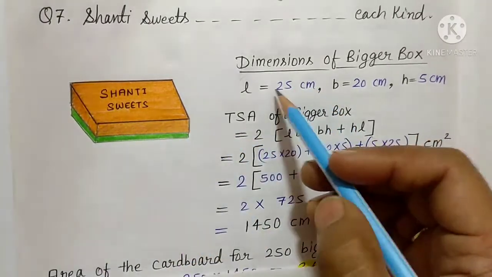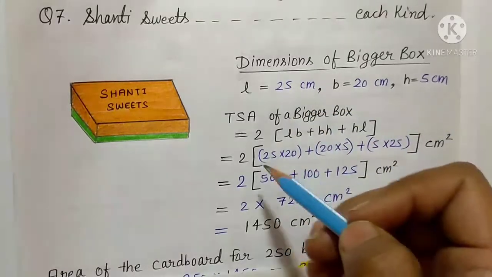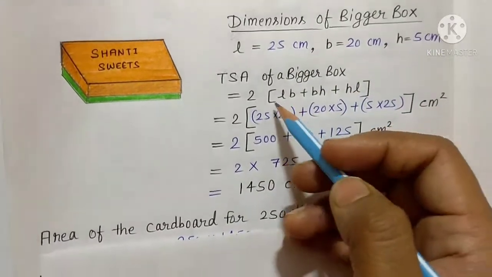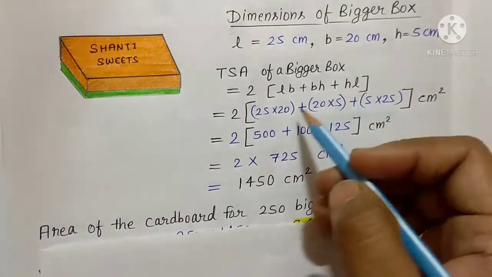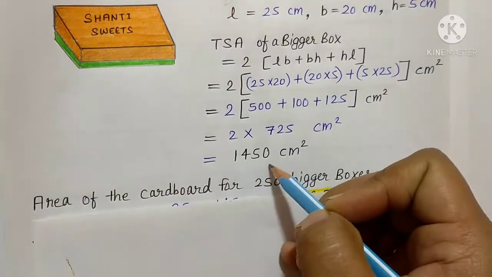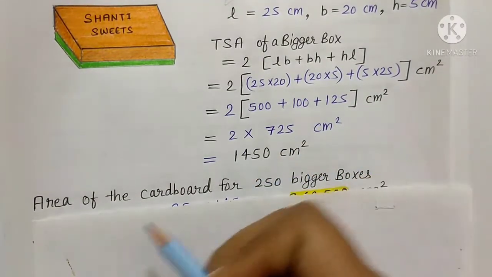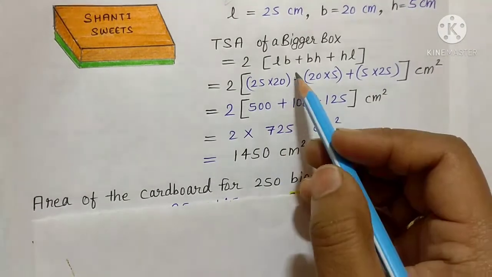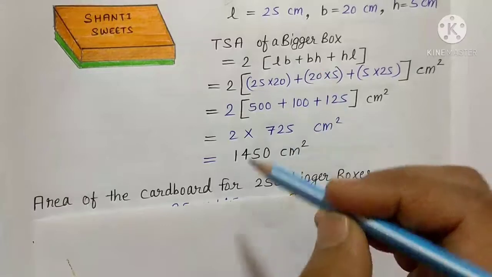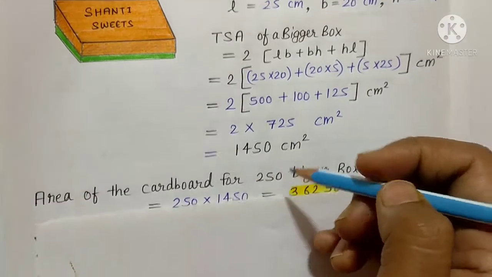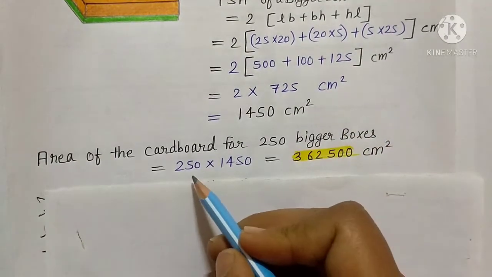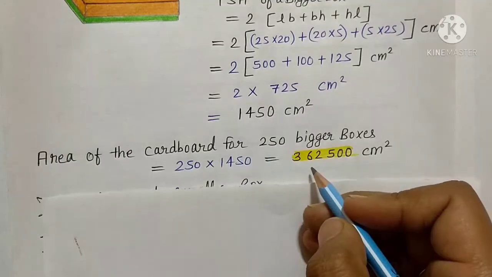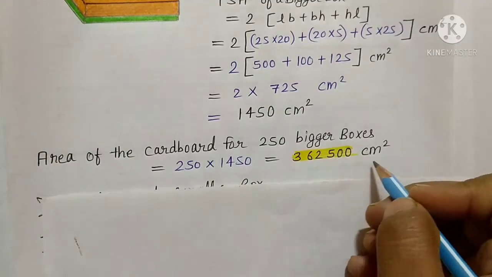Now the dimensions of the bigger box are given. With the help of these dimensions, we find the total surface area of the bigger box, which comes to 1450 centimeter square. Now the area of cardboard required for 250 bigger boxes, we need not only one. This is the TSA of one box, but we need 250 boxes, so we multiply it by 250. So 250 into 1450 comes to 3,62,500 centimeter square.